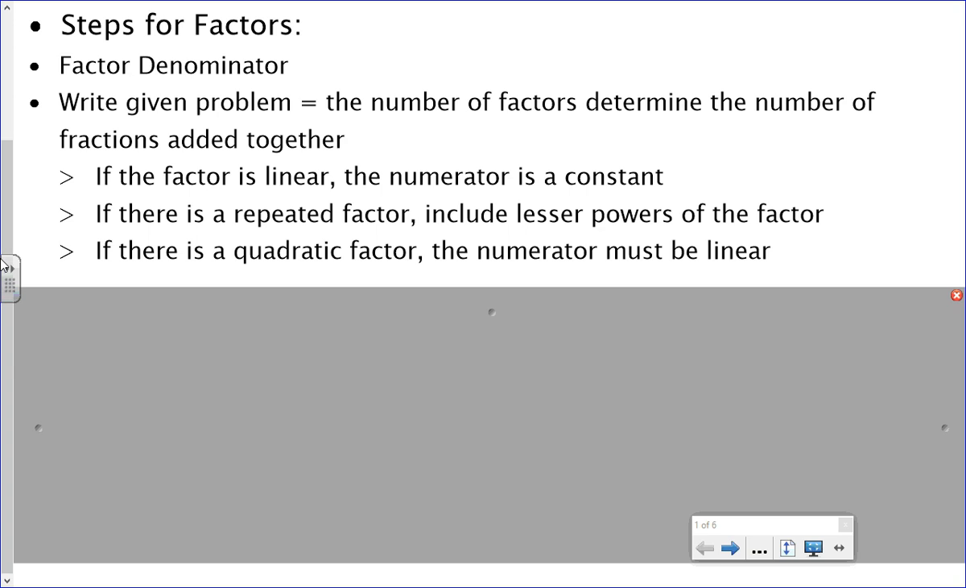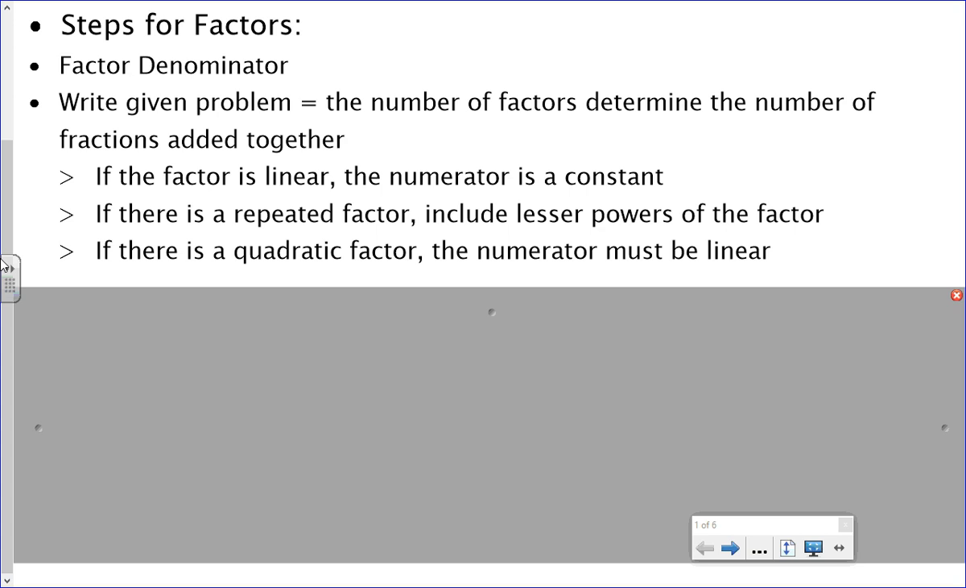So, yesterday, on the board for our problem of the day, these were the steps, right? We have to factor the denominator and write the problem. If it's a linear factor, we want a constant in the numerator. If there's a repeated factor, we have to include all of those powers. And if there's a quadratic factor, then the numerator must be linear.